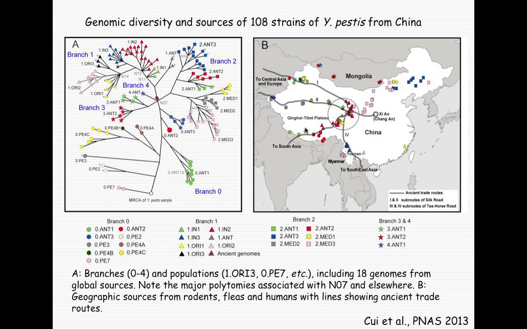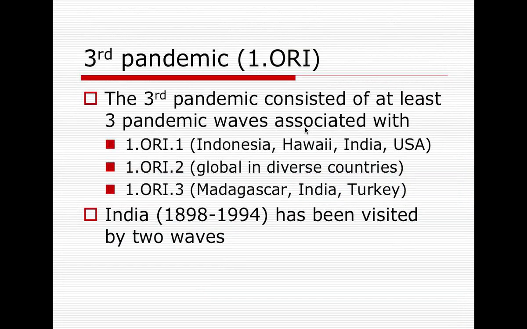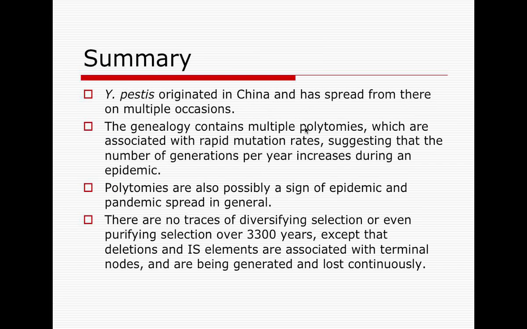And what we think is happening is that during an outbreak, the number of effective generations per unit time goes up dramatically because it's spreading so fast in the rodent populations. Whereas between outbreaks, there are long periods of slow growth or quiescence. And that higher number of generations is accompanied by a larger number of mutations, creating a diversity that can then be fixed by drift. So we think these multiple polytomies are associated with these rapid mutation rates due to faster growth, suggesting the number of generations per year increases during an epidemic. They're also possibly a sign of epidemic and pandemic spread in general, although people haven't yet started to look at that in detail.